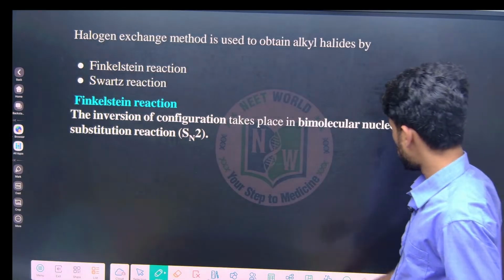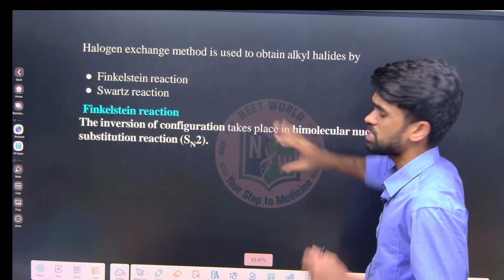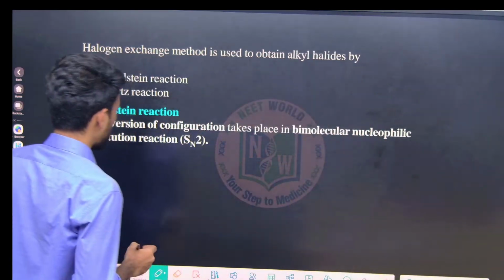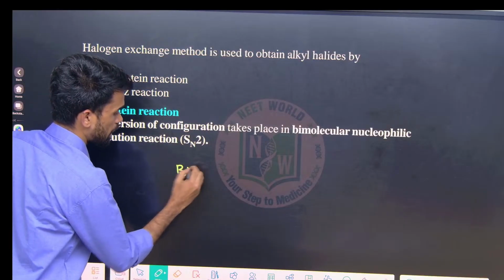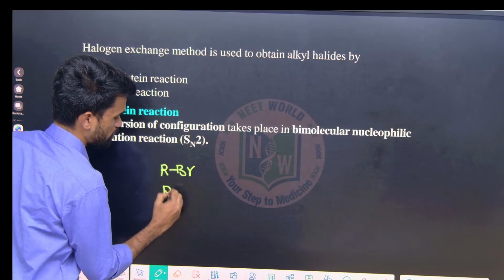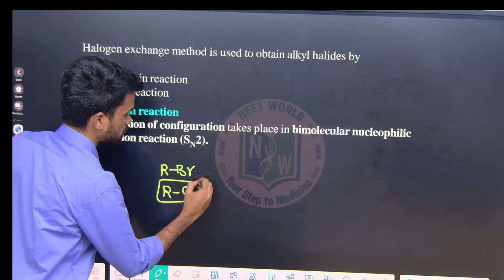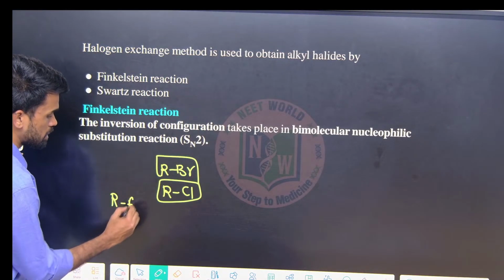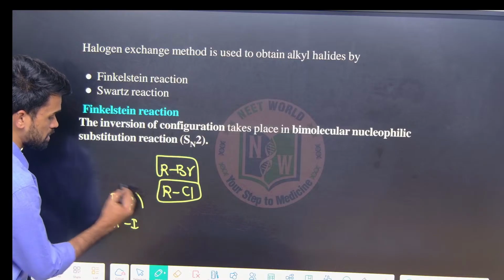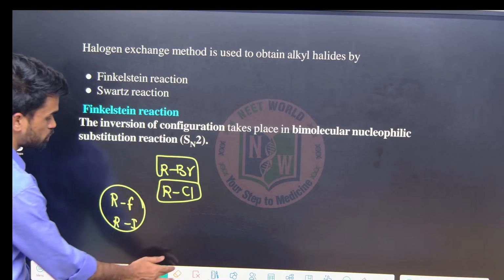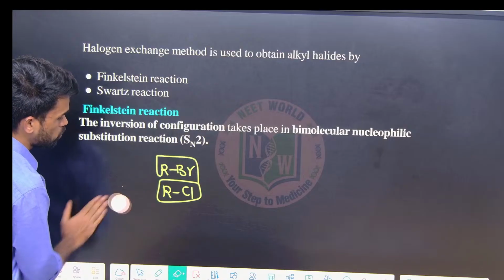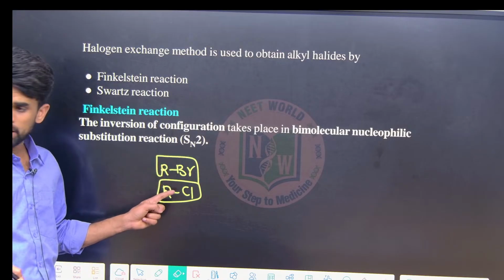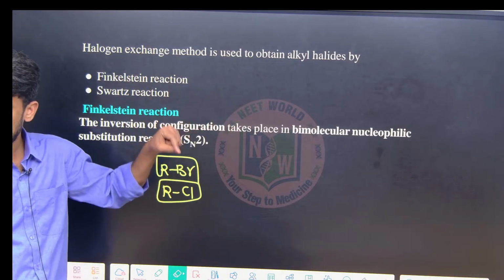Okay, so now if you see whatever the reactions we have studied till now, mostly you will be seeing preparation of bromides, alkyl bromides and preparation of alkyl chlorides. These things we have seen mostly, but preparation of alkyl fluorides and iodides are very less right now. So here we have some specific reactions to be used for conversion of alkyl bromides, alkyl chlorides to fluorides and iodides.